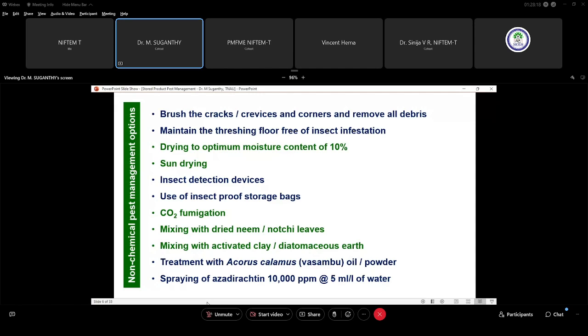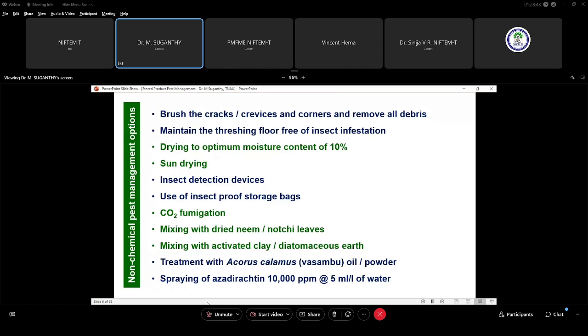And mixing with activated clay or diatomaceous earth. This is a wonderful principle. Probably we all might know that when we were young, our ancestors, our grandparents, used to treat red gram seeds with red earth. It is nothing but a physical poison.